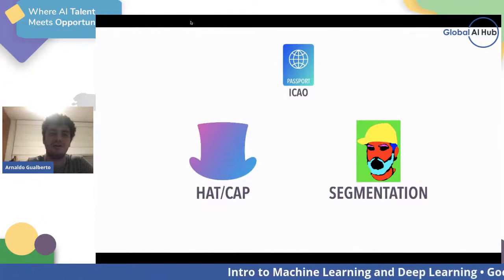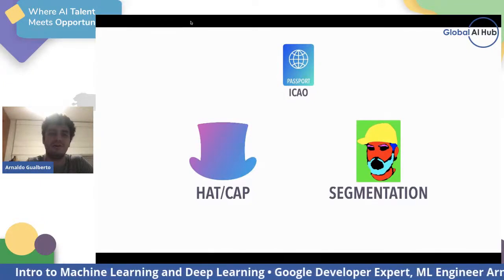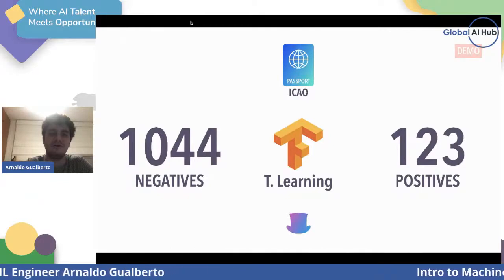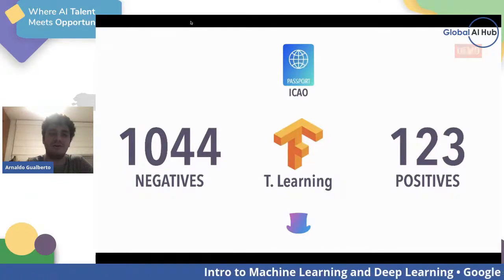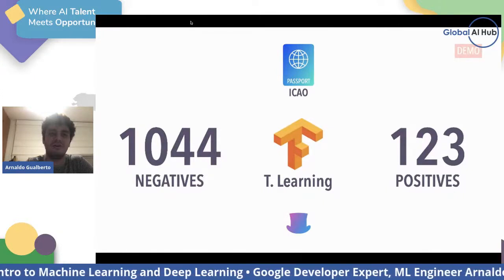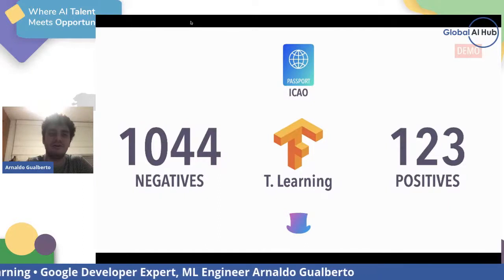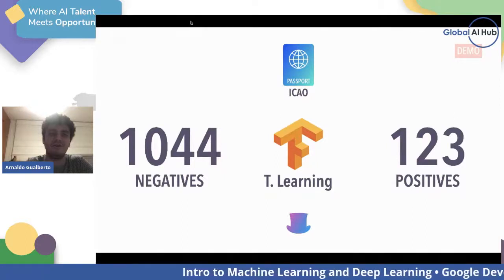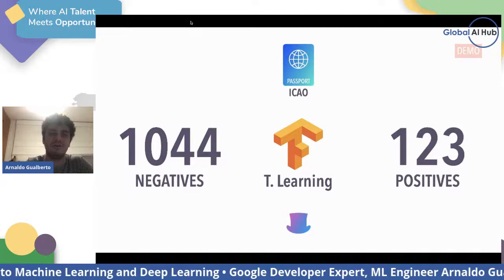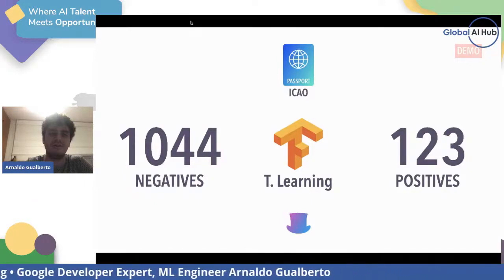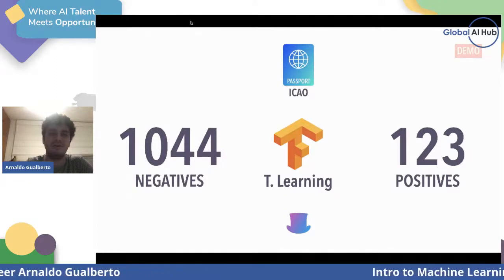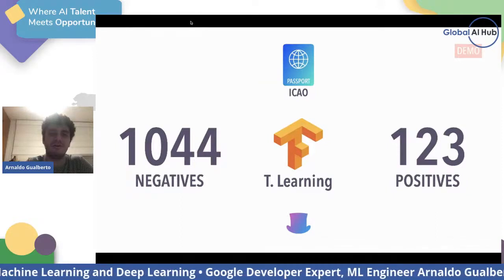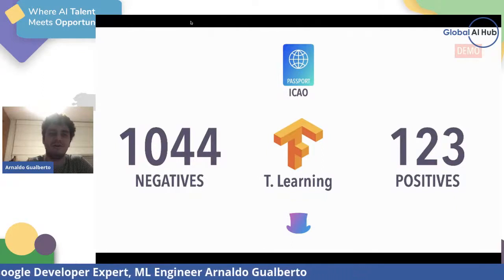So we decided to apply deep learning in two different cases. The first one is about the head cap requirement. The head cap requirement, even using machine learning or computer vision, is a very hard task because it's very hard using classical techniques to see if a person in the image is wearing a head cap or not. So we decided to train a deep learning model to decide if a person is wearing a head cap. But for this project, we only had basically 1,000 negative images, so people not using a head cap, and only 123 positive images, in other words, people using a head cap.